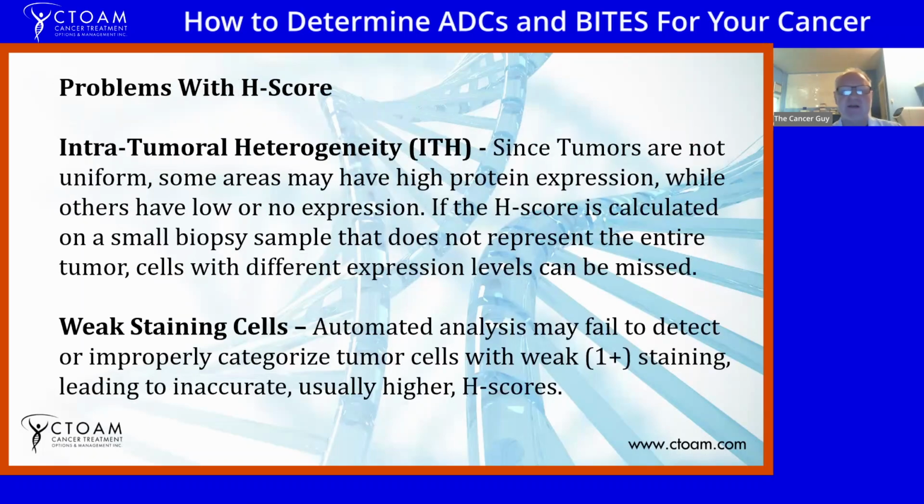So intratumoral heterogeneity. Since tumors are not uniform, some areas may have high protein expression while others have low or no expression. If the H-score is calculated on a small biopsy sample that does not represent the entire tumor, then you're going to have different expression levels that could be missed throughout the tumor. Additionally, weak staining cells, automated analysis may fail to detect or improperly categorize tumor cells with weak staining, which would be a 1+, leading to inaccurate, usually high H-scores that are not representative of the true tumor samples.